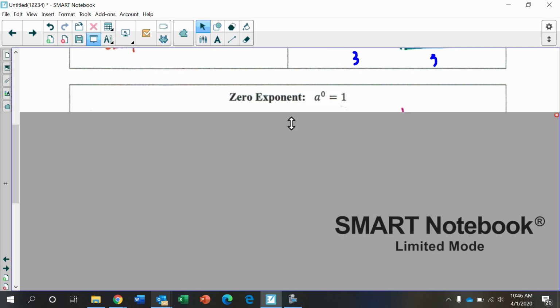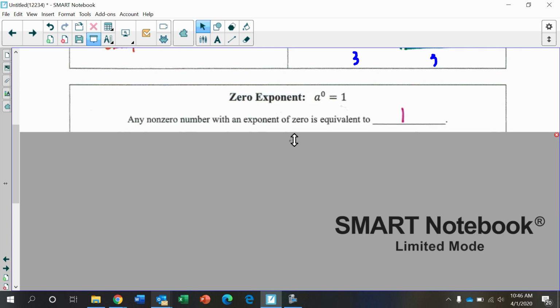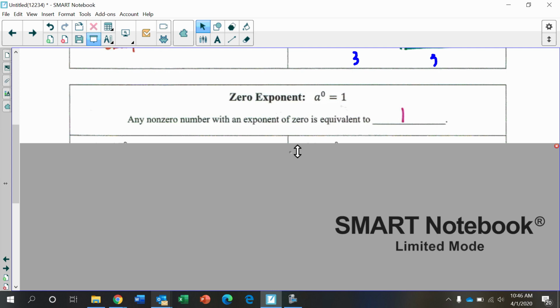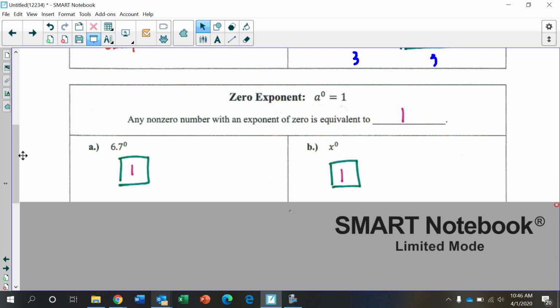All right, so the 0 exponent. So 0 exponents, okay? Anything raised to the 0 power is 1. Done. That's it. Nothing too crazy about it, okay? So again, equivalent to 1. All right. So guess what? 6.7 raised to the 0 power is, you guessed it, 1. Correct. X to the 0 power is 1. Great.